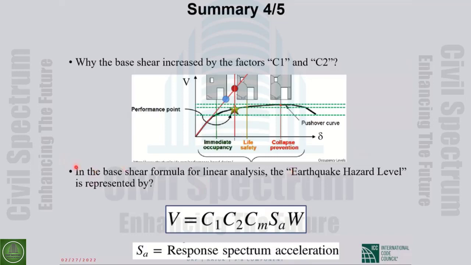Where is the earthquake in the base shear formula for linear analysis? The earthquake hazard level is represented by C1, C2, no, CM, no, W, no, SA. The earthquake is in the response spectrum. The response spectrum that they give us is for a specific level of the earthquake. If there is another level, if the return period is more, it gives us larger values. So SA is the response spectrum.